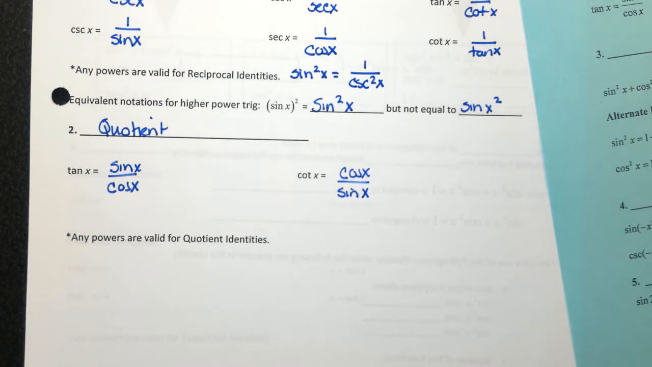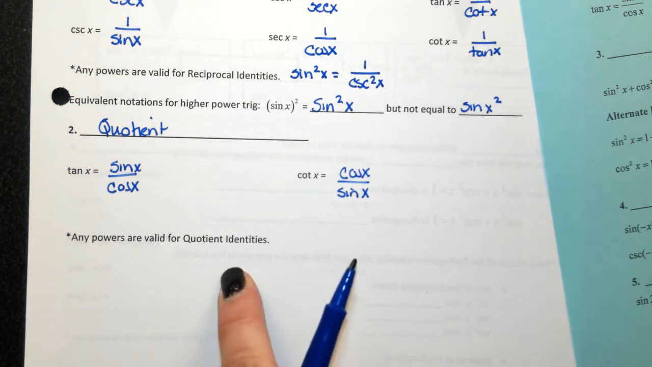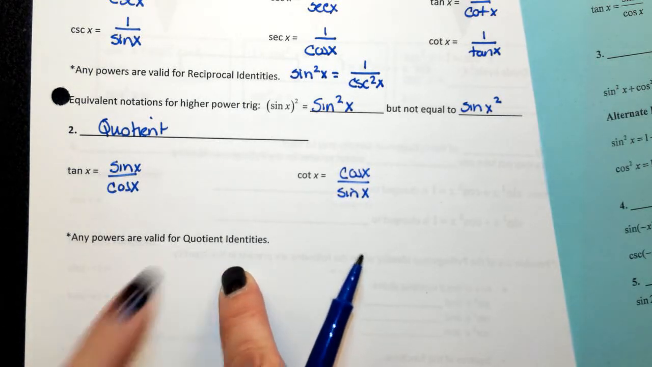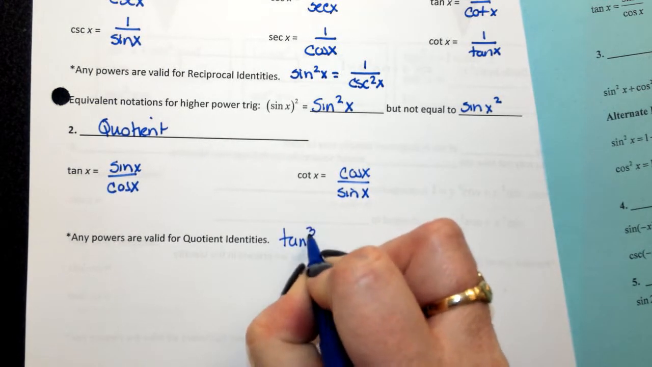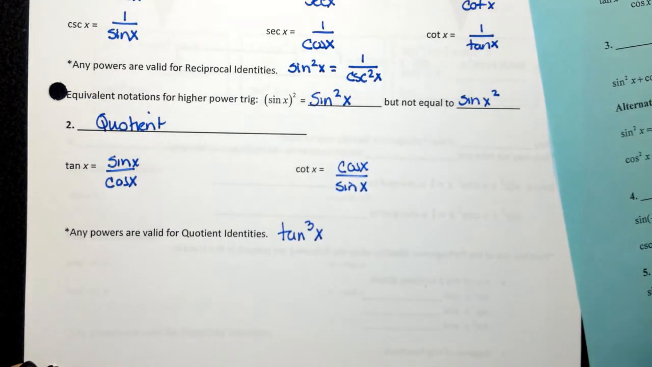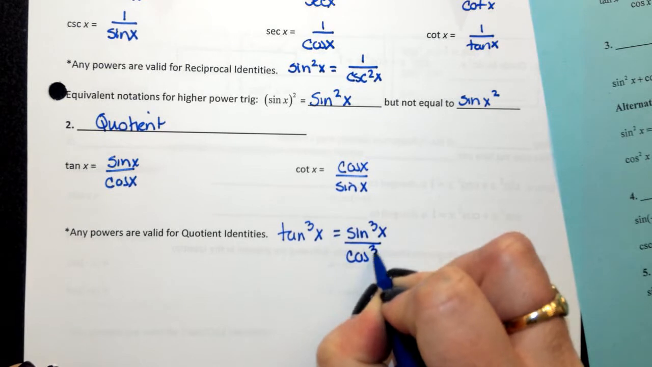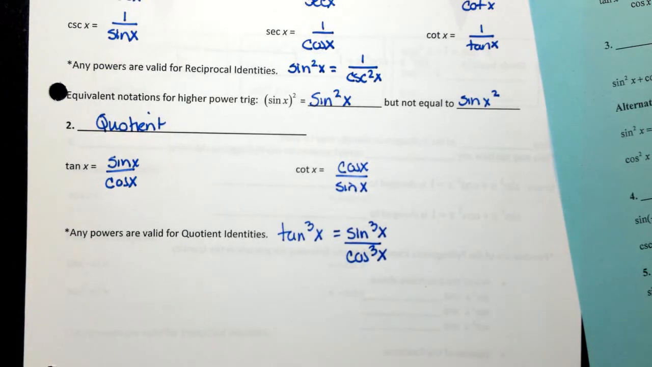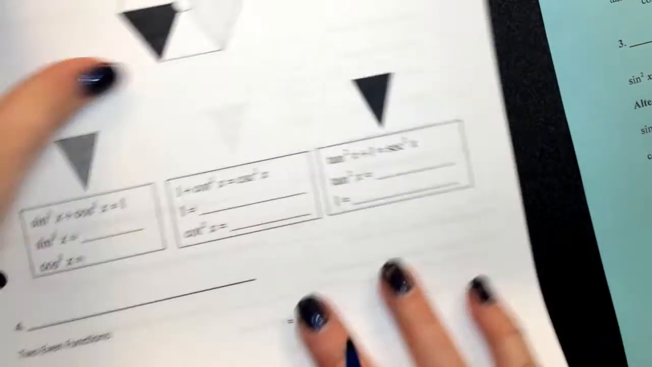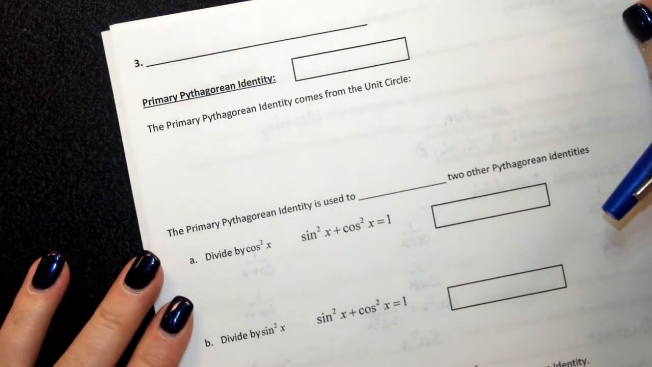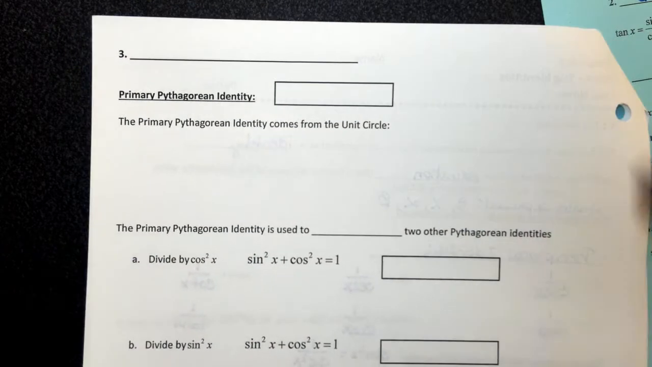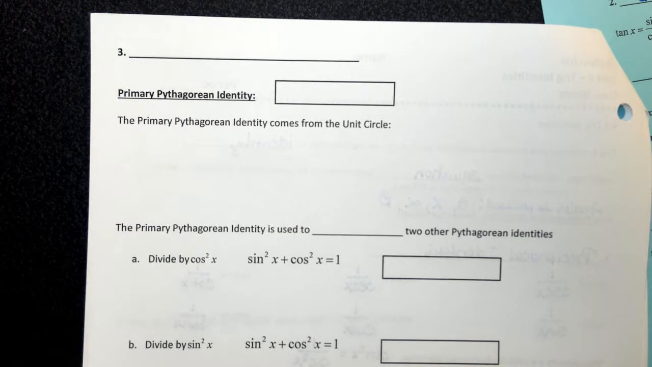Just like with your reciprocal identities, any powers are valid for your quotient identities. So for example, if you see that you have tangent to the third of x, tangent to the third of x is equal to sine cubed of x divided by cosine cubed of x. So it applies for your higher powers. All right, so those are the first two on your formula sheet. Probably the biggest new one in here are your Pythagorean identities.